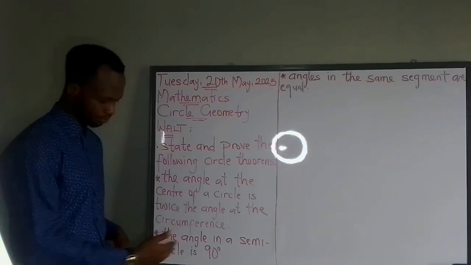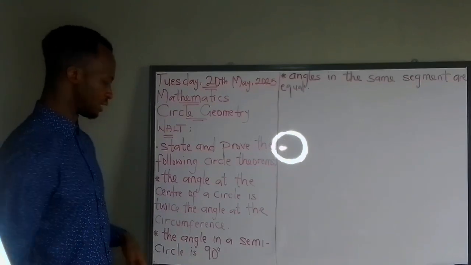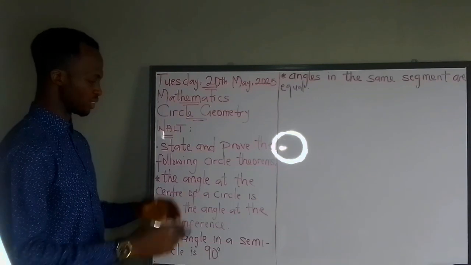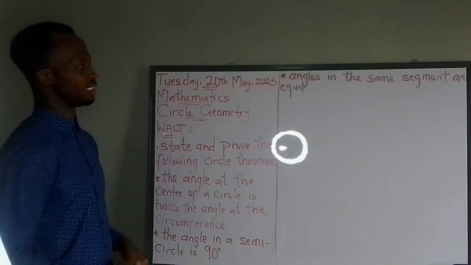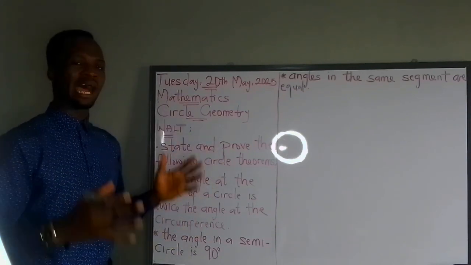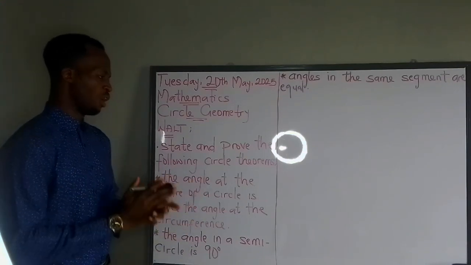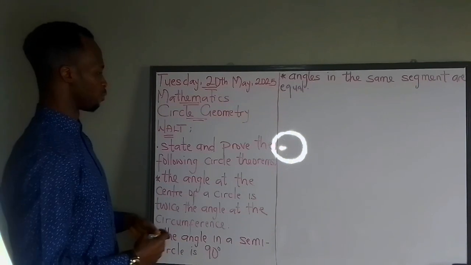And the second is that the angle in a semicircle is 90 degrees. And the third is that the angles in the same segment are equal. Alright, let's dive into it quickly.